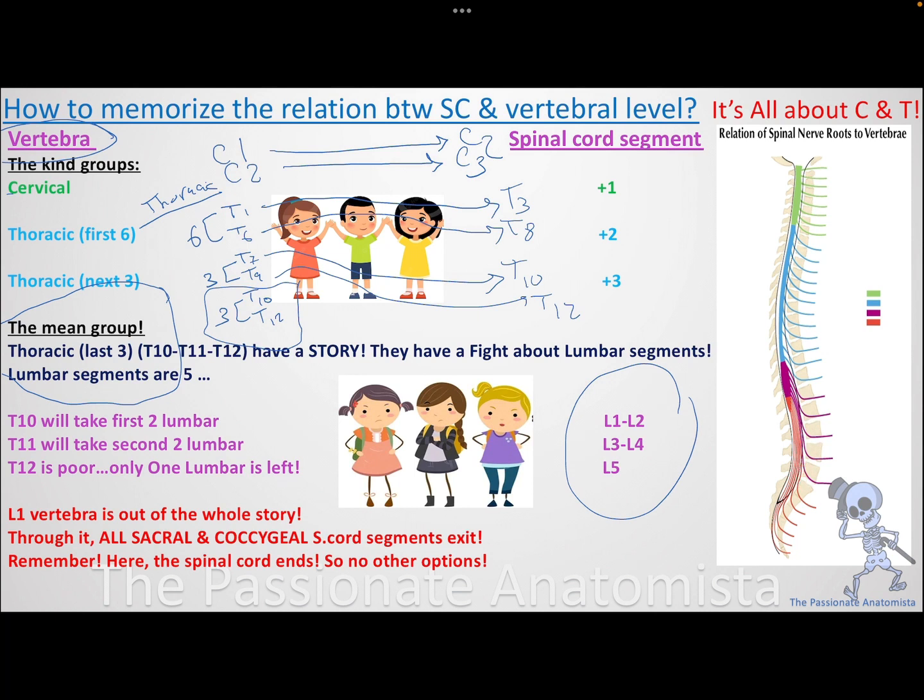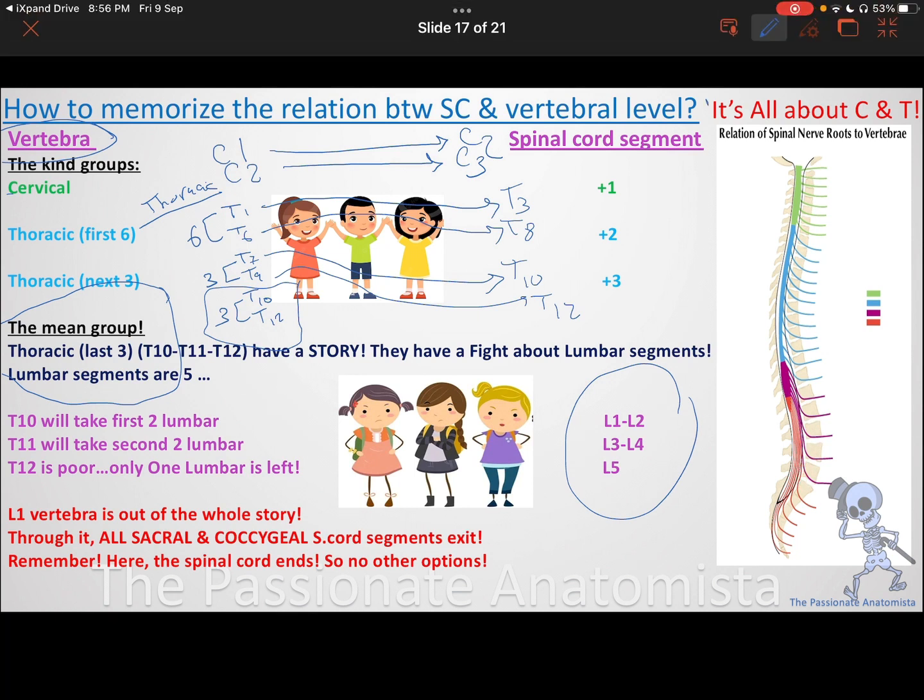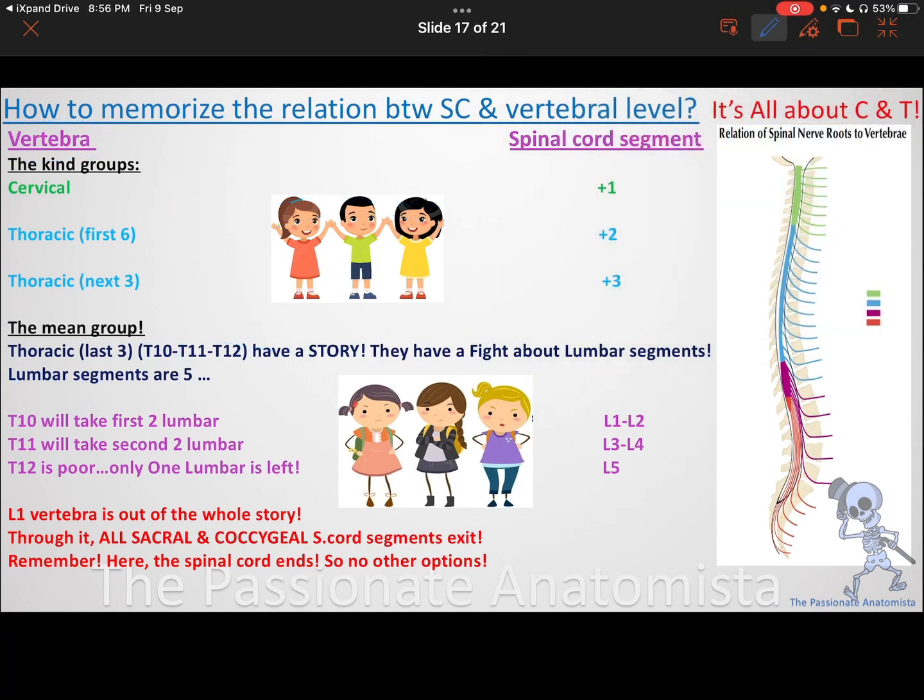All right? So this is a nice picture. You guys listen to this a couple more times. It will make your life easy. You can screenshot that, listen to this. Remember that again, the cervical will take spinal cord segment plus 1, the first 6 plus 2, the next 3 plus 3, and here the thoracic spinal cord segments will finish. Once you get to the last 3 thoracic, they will be mean, they will fight around the lumbar segments, and because they are mean, they will take spinal cord segments from a different group. This is T, but this is L spinal cord segment. And L1 takes everything that is left.